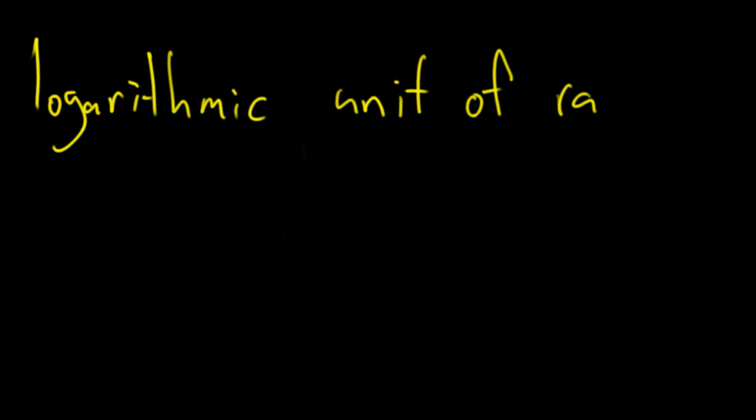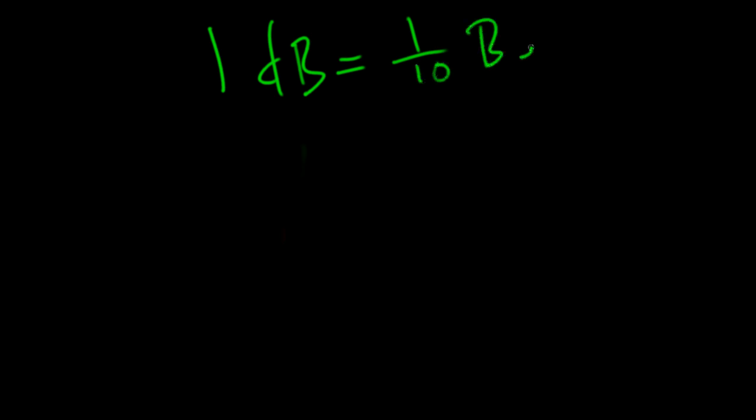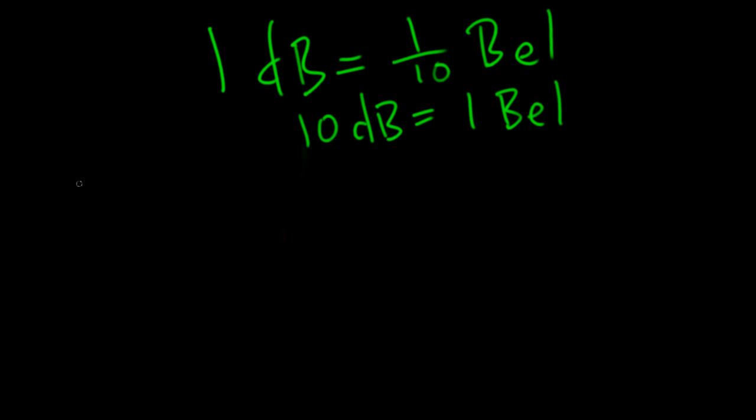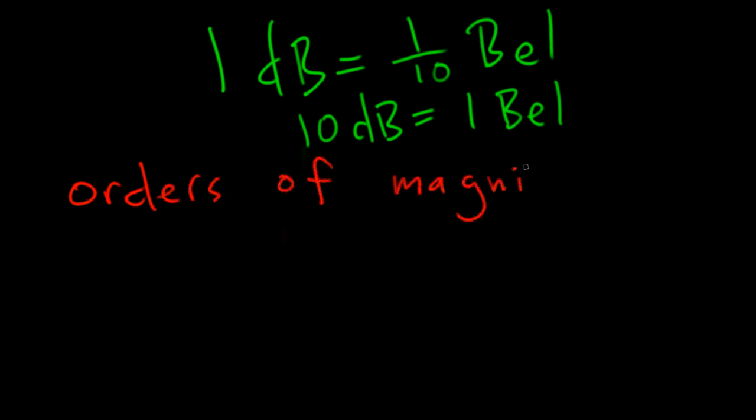Let's forget all that. I'm going to tell you the two fundamental things about decibels that you need to know to understand them. The first is that 1 decibel is 1/10 of a bell. In other words, 10 decibels, or 10 dB, equal 1 bell. Now, the other thing you need to know is what a bell is. And a bell is a description of the number of orders of magnitude, or powers of 10, of a ratio.